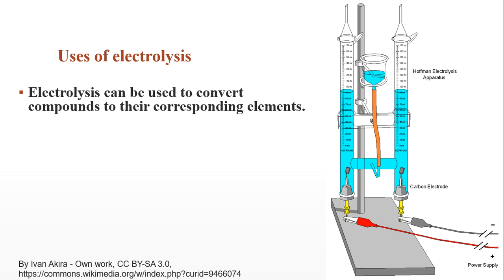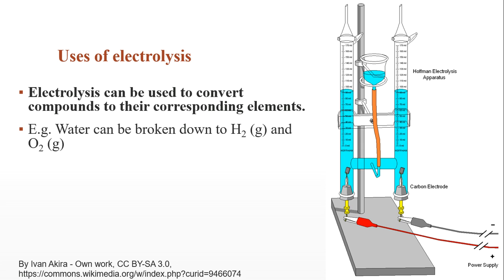Right. However, this is not exclusive to just ionic compounds. It can also be used to convert molecules like water down into its corresponding elements. Sorry, water is a molecule that consists of hydrogen atoms and oxygen atoms. And when we apply electricity to water like this through, for example, carbon electrodes, we can break down the water into hydrogen gas and oxygen gas. By giving energy to water, we can break it down.